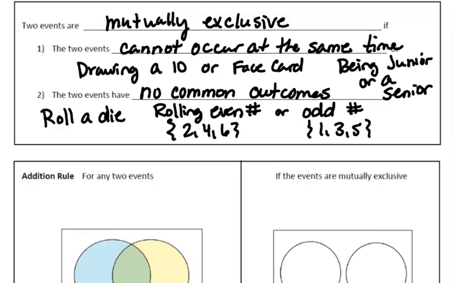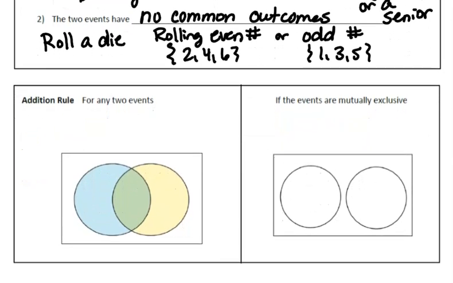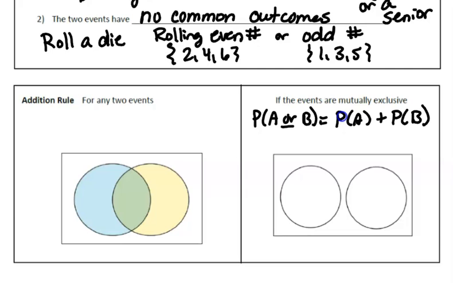So if the two events are mutually exclusive, looking at the right-hand side here, we can say that the probability of A or B is equal to the probability of A plus the probability of B. Here we have A, and here we have B, and we have no overlap. So we just add.